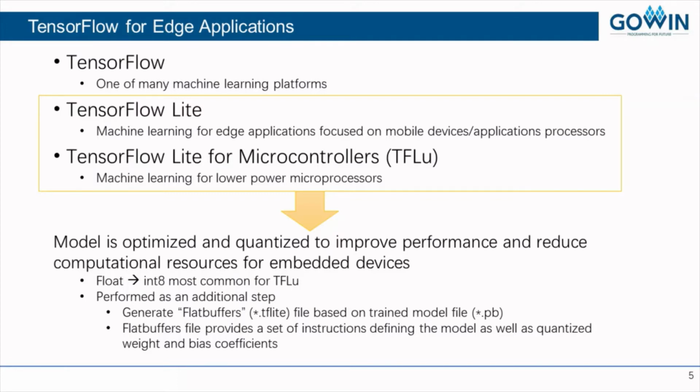This is generated from the trained model PB file, and we take that and basically parse it. We parse some things into running on the microcontroller, and then we parse other things to the Go AI NPU. So yeah, the flat buffers file just provides instructions defining the model, as well as the quantized weights and bias coefficients that are needed for the trained model.